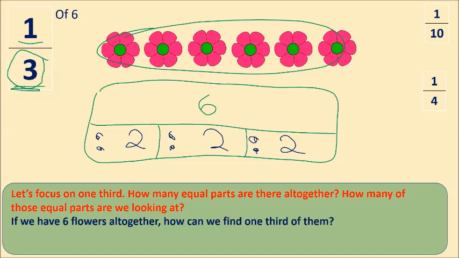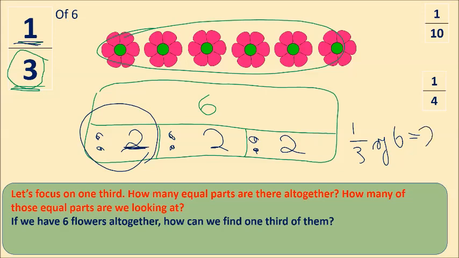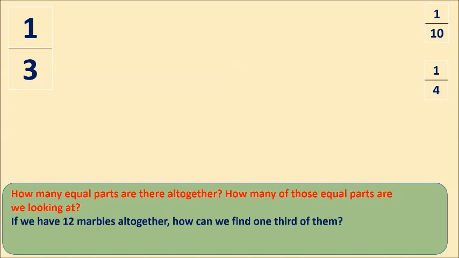Now that means that 1/3, because I'm looking at one of my 3 equal parts, I'm just going to circle one of my 3 equal parts. I'm not circling 2, I'm not circling 3, I'm just looking at 1 because I'm looking at 1/3. So I'm going to write it over here, 1/3 of 6 equals, and what is there in my 1/3? 2.